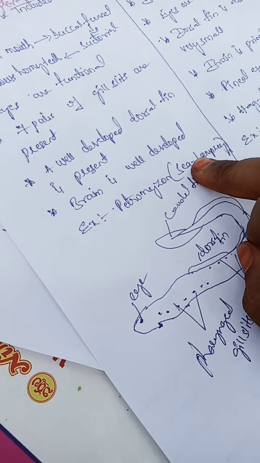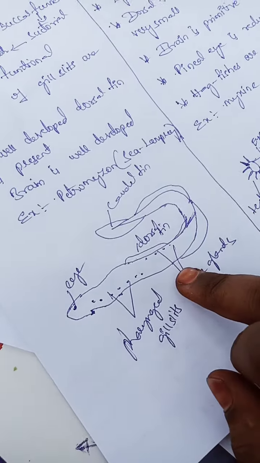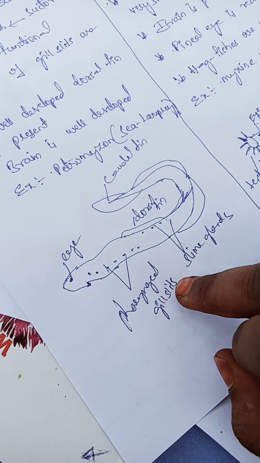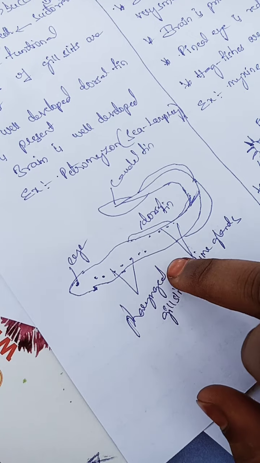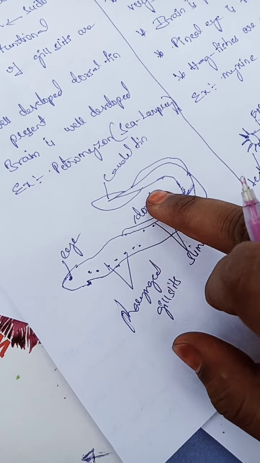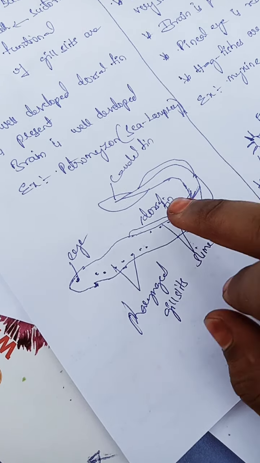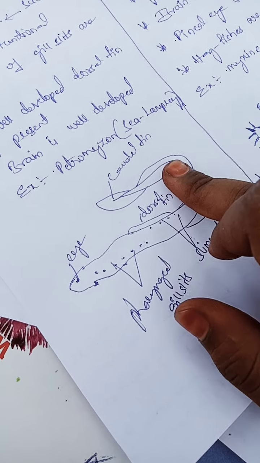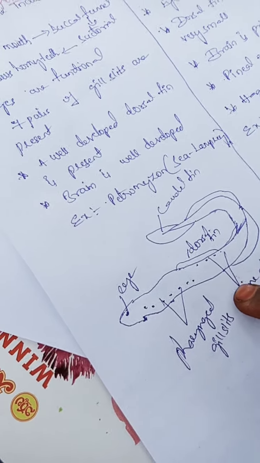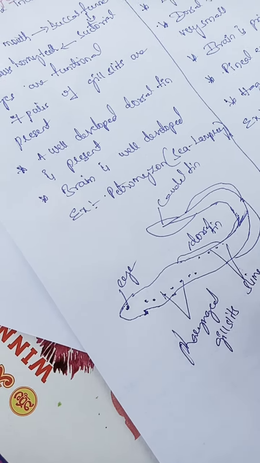This is the diagram I have drawn. The lamprey, Petromyzon, has a functional eye and pharyngeal gill slits, and they have slime glands also. They have a dorsal fin, first and second dorsal fin, and a caudal fin also. So this is a lamprey, a fish like animal.